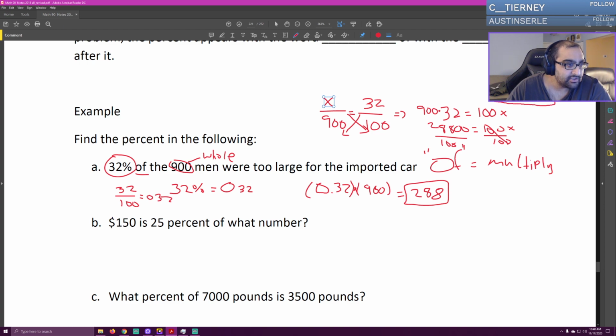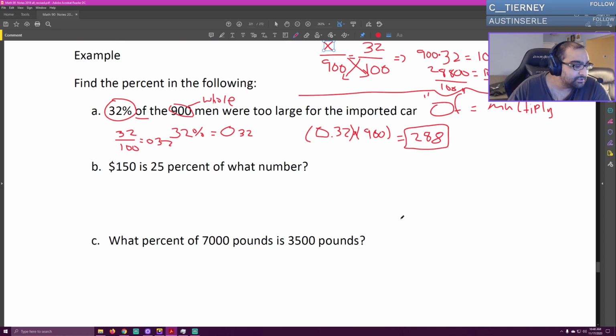So notice we get the same answer regardless of which way you want to go. You can convert it to a decimal like 0.32, or you can set up your proportion just like we did in this example, and we should be good to go.